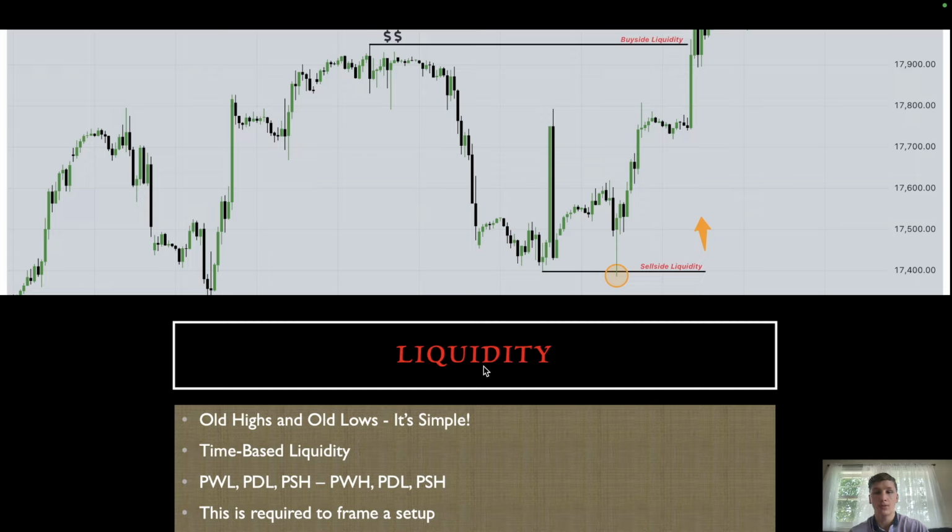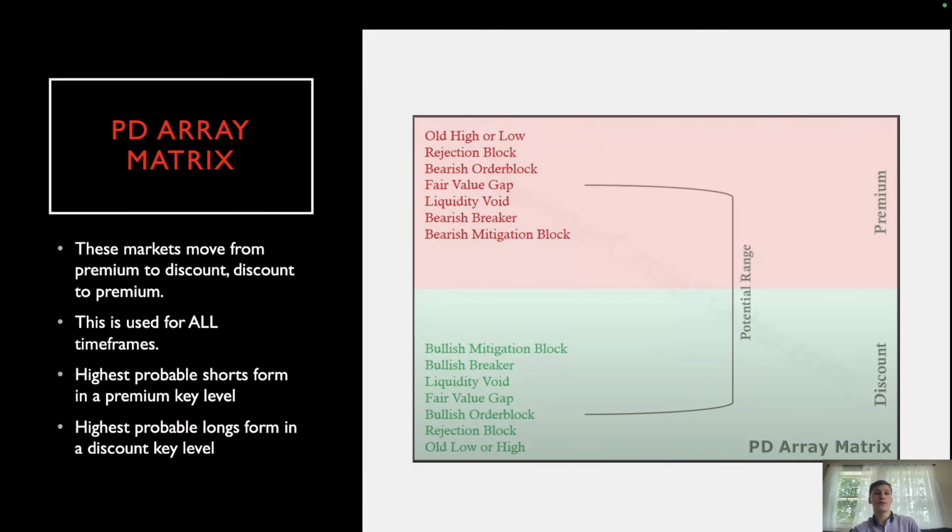Learn liquidity, learn the markets. You combine liquidity with everything else that I'm showing you guys in here, you're going to be making a lot of money, okay? Element number 4 to a high probability trading setup, the PD array matrix.